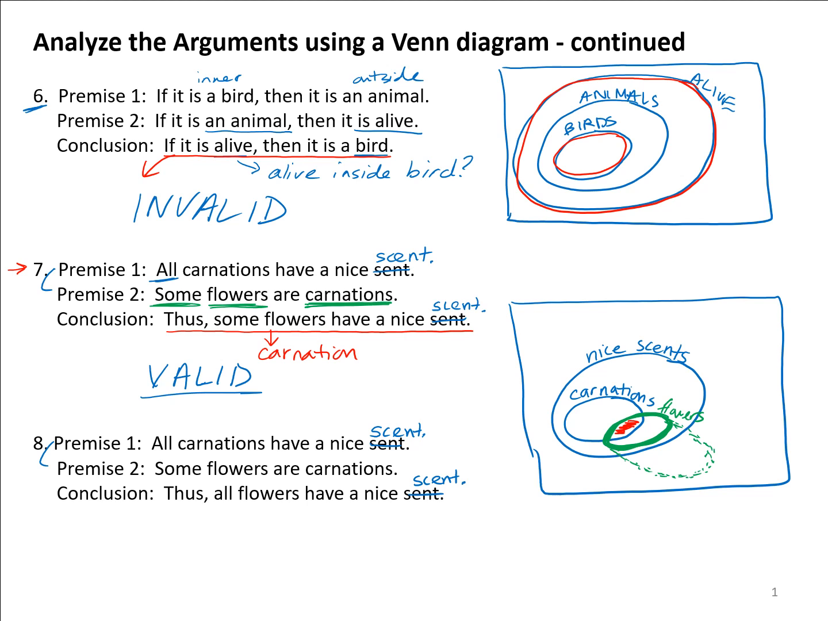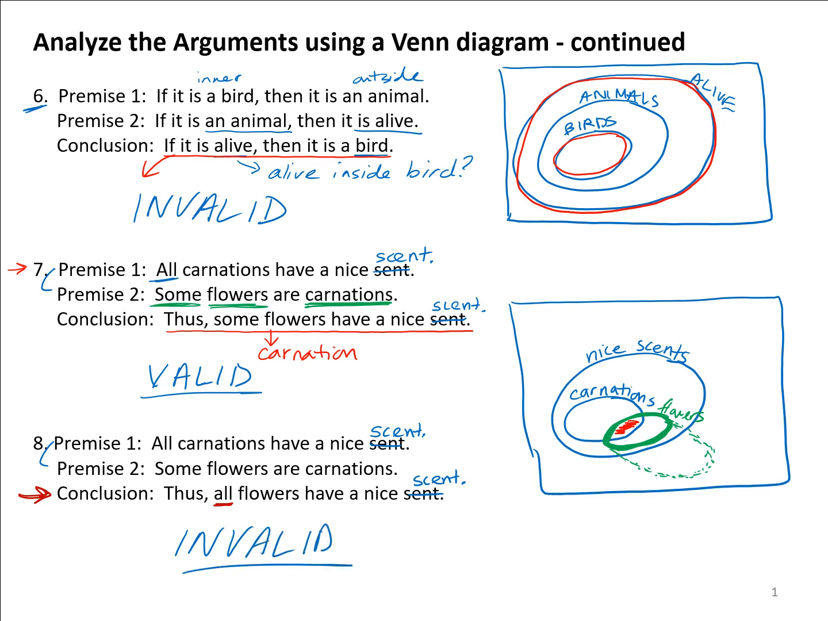In the next example, though, where I change the conclusion, it is thus all flowers have a nice scent. Well, remember one of the things we said over here is we don't know how large that flower set is. Does it stay within the nice scent set, or does it expand out beyond that nice scent set? Boy, there's a lot of S's here. Sorry about that. So in this case, because we don't know whether it entirely stays in there, we have to say that this is an invalid argument.